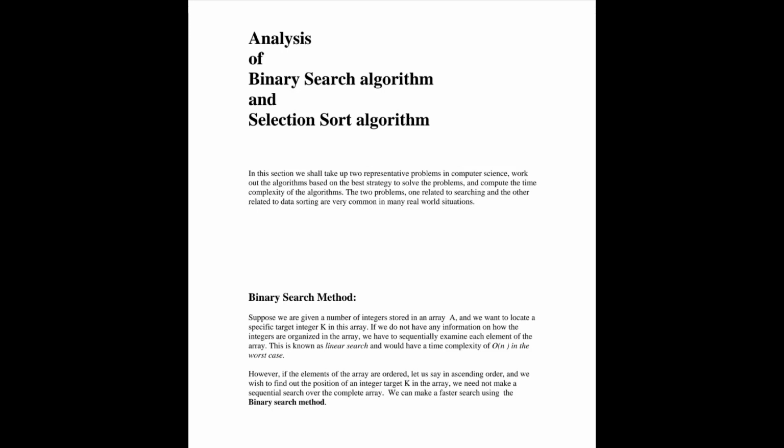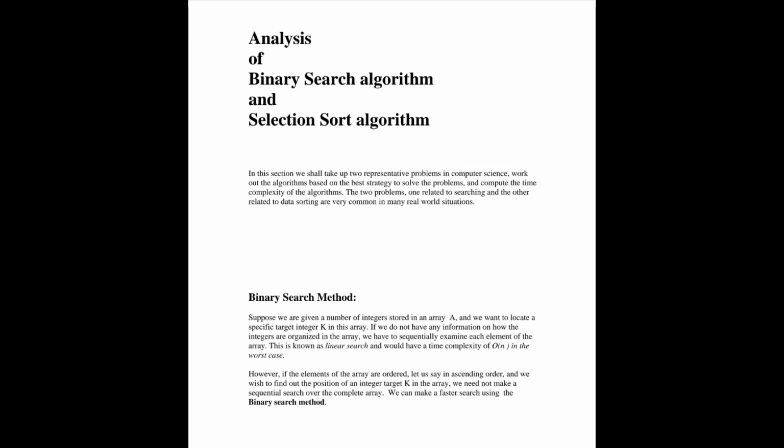Binary search method. Suppose we are given a number of integers sorted in an array. We want to locate a specific target integer k in this array. If we don't have any information on how the integers are organized in the array, we have to sequentially examine each element of the array. This is known as linear search and would have O(n) time complexity in the worst case.